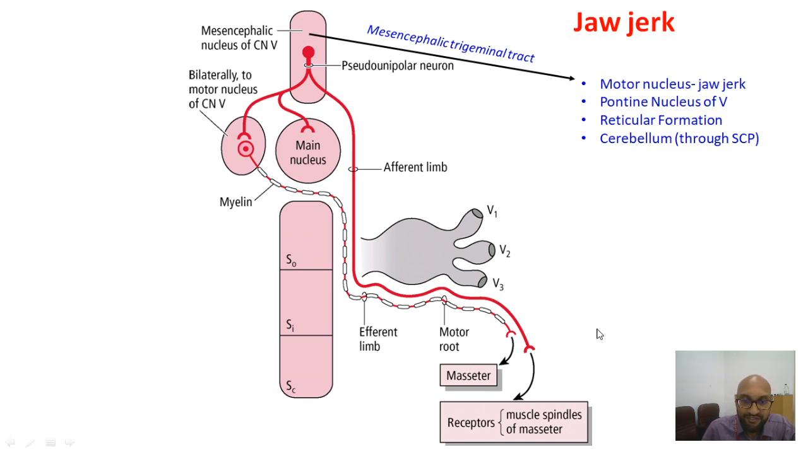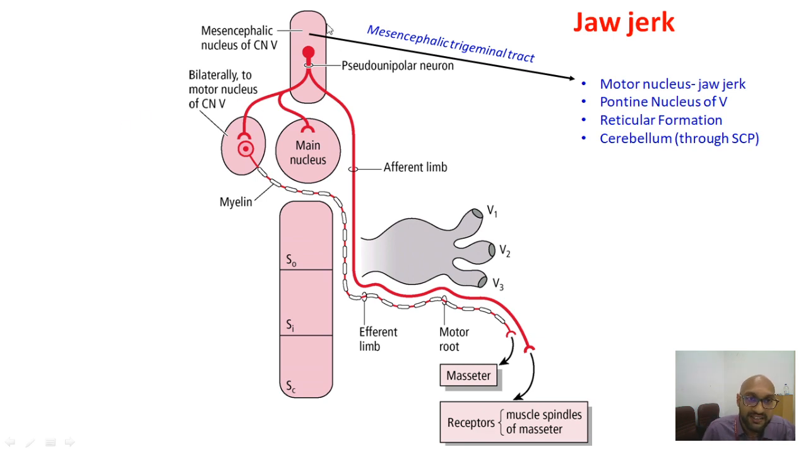So here the afferent limb is coming from the muscle spindles around the masseter, and the center for the reflex are the pseudo-unipolar neurons which are found in the mesencephalic nucleus, which sends some collaterals to the main principal sensory nucleus, but it sends direct synapses bilaterally with the motor nucleus of the trigeminal, which is why the masseter contracts on both sides, and that is why symmetrically during the jaw jerk the mouth closes. It is not a unilateral reflex, it's a bilateral reflex.